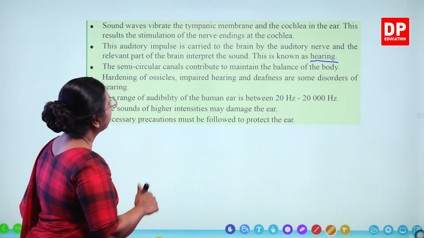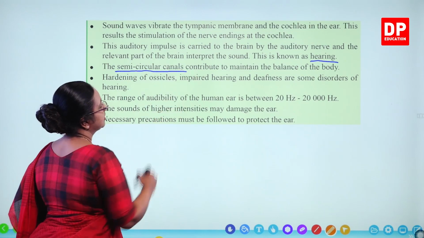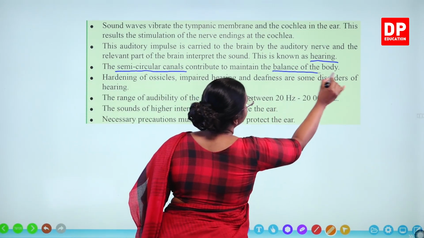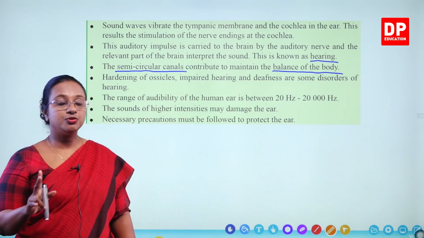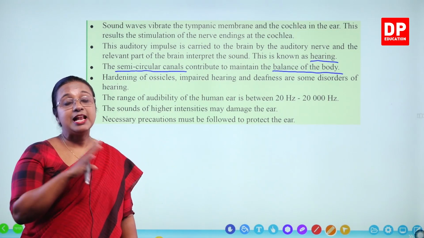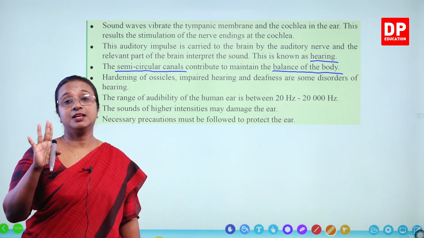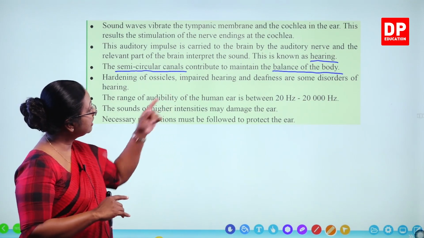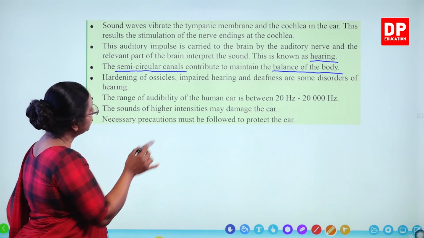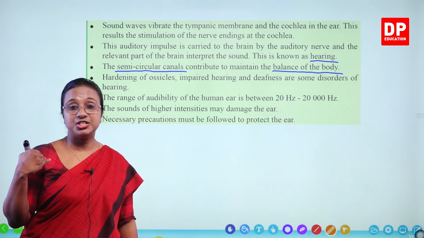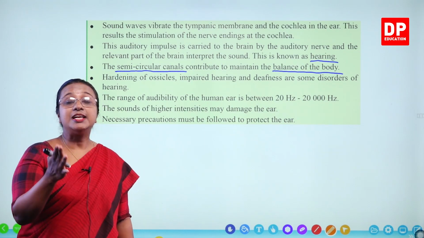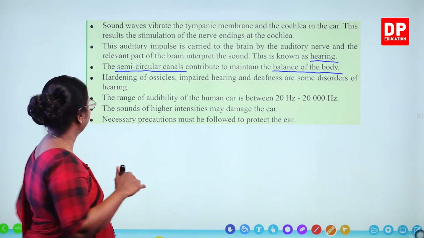The semicircular canals, a structure present in the ear, contribute to maintaining the balance of the body. I told you about two structures. One of those is the semicircular canal, which is not involved in the hearing process, but is involved in balance of the body. In the same way, you can remember the eustachian canal, which helps to balance the pressure on either side of the tympanic membrane.